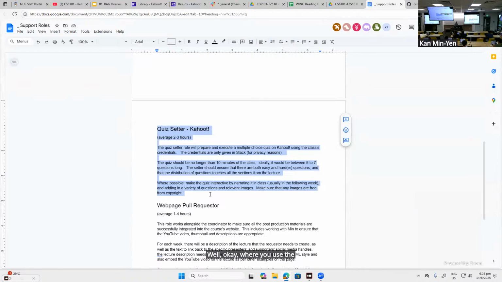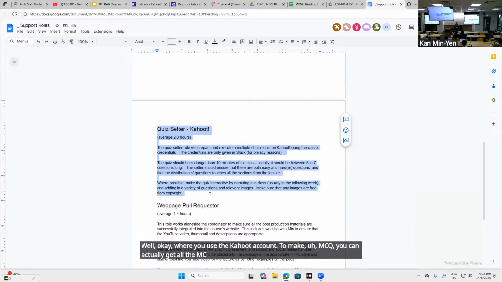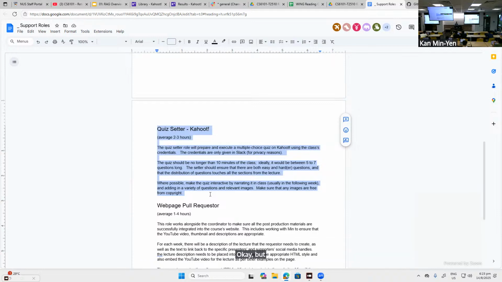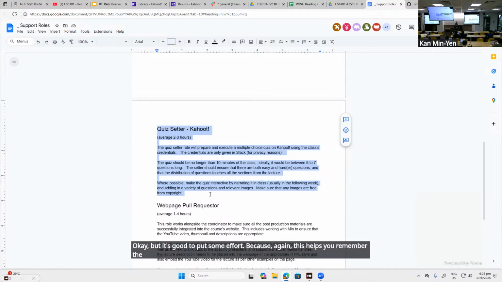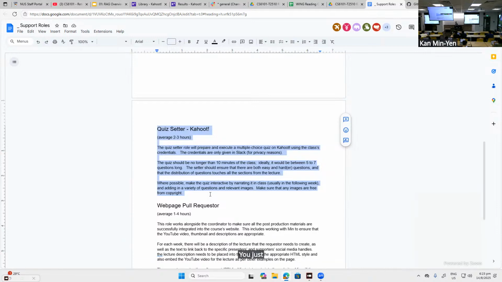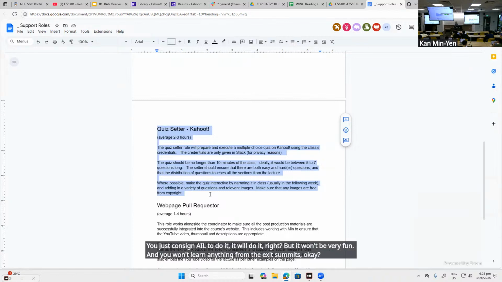Okay. So what I just did for you was the quiz setter role, where you use the Kahoot account to make MCQs. You can actually get all the MCQs from ChatGPT if you want, but it's good to put some effort because this helps you remember the materials better. If you just consign it all to AI, it will do it, but it won't be very fun, and you won't learn anything from the exercise.